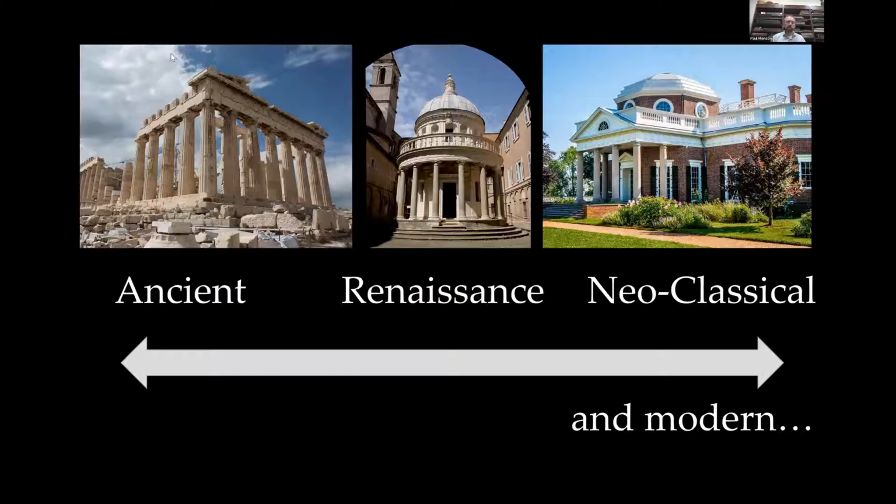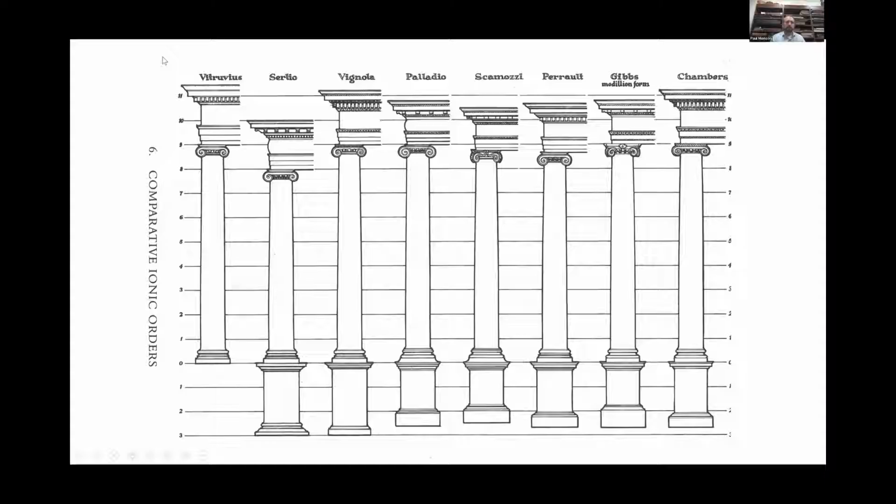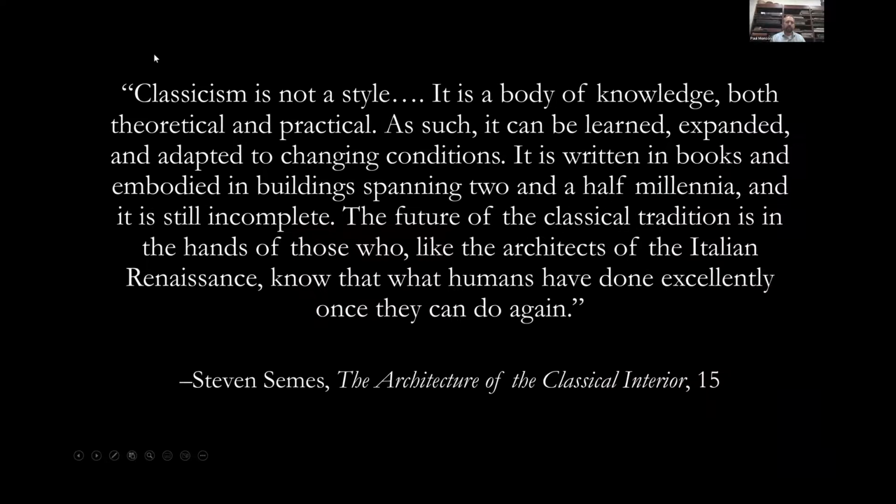But these classical principles transcend fashion and style. Like the architect Stephen Semmes has written, classicism is not a style, it's a body of knowledge, both theoretical and practical. As such, it can be learned, expanded, and adapted to changing conditions. It's written in books and embodied in buildings spanning 2.5 millennia, and it is still incomplete. The future of the classical tradition is in the hands of those who, like the architects of the Italian Renaissance, know that what humans have done excellently, they can do again.